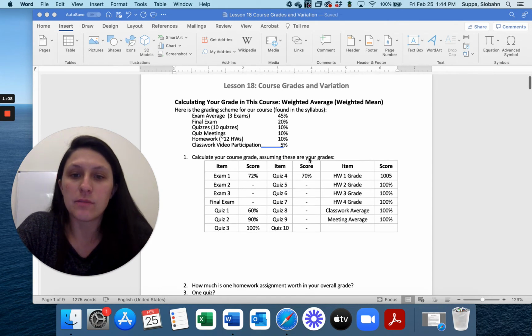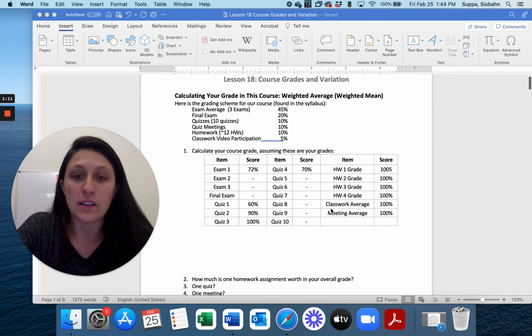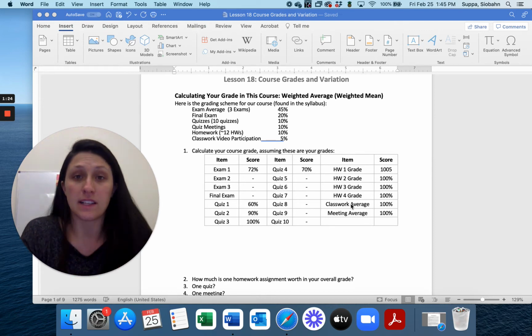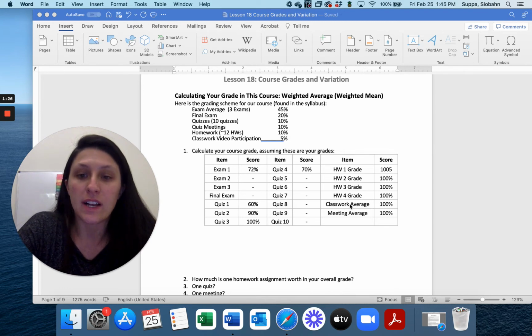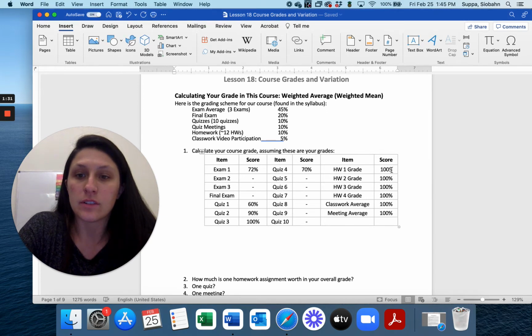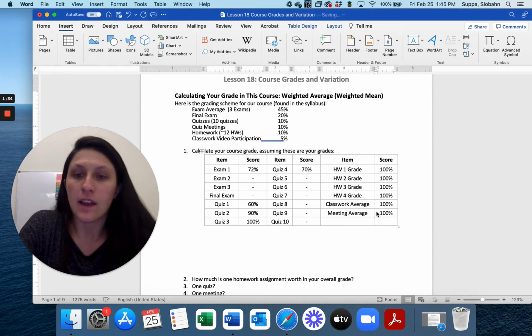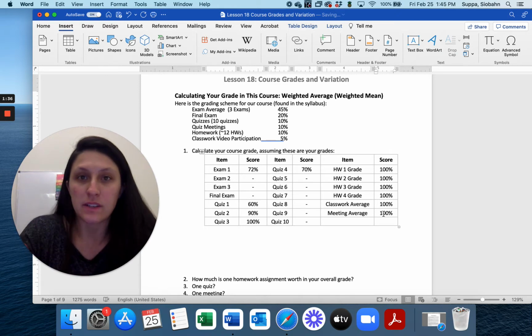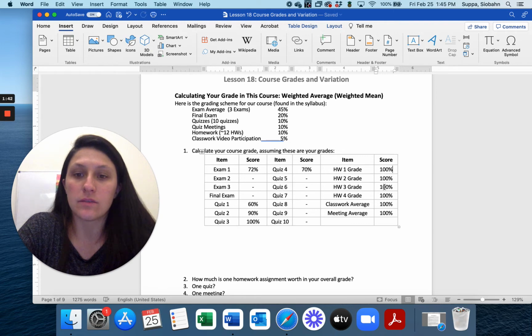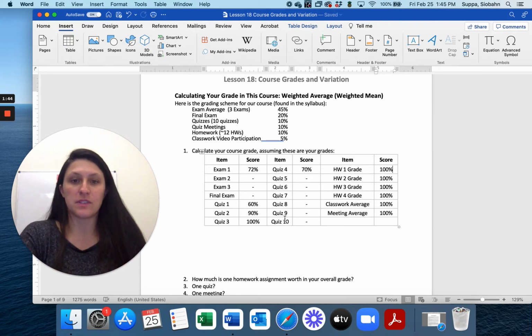Okay, so let's assume that so far these are the grades that you know, and let's calculate your course grade under the assumption that you haven't taken exam 2, 3, or the final, and you haven't done all the quizzes, and you haven't done all the homeworks. You also haven't done all of the classworks because the class is not over yet. But you have your classwork average thus far as 100% because you've been doing all the classwork. And then, oh, this should say percent here. Let's fix that. And then your meeting average is 100% because you've been coming to see me for your quizzes. And your homework average looks like it's also 100% if this were a hypothetical student.